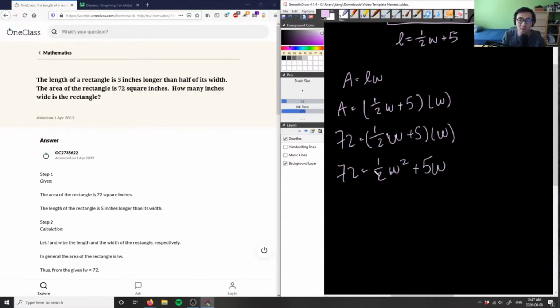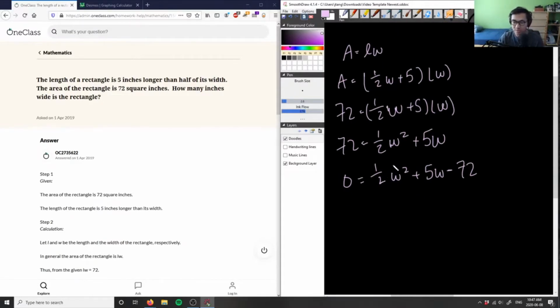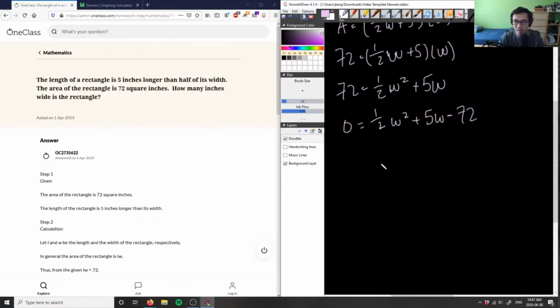Then we can bring 72 to this side to create a quadratic equation. So 0 equals half W squared plus 5W minus 72. This is going to be our quadratic equation. We could try to factor, or we could just use the quadratic formula. I would simply use the quadratic formula in this case because my a value, the leading coefficient, is not 1.